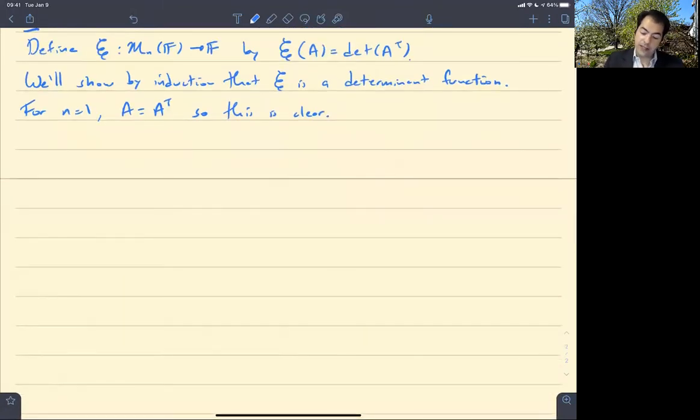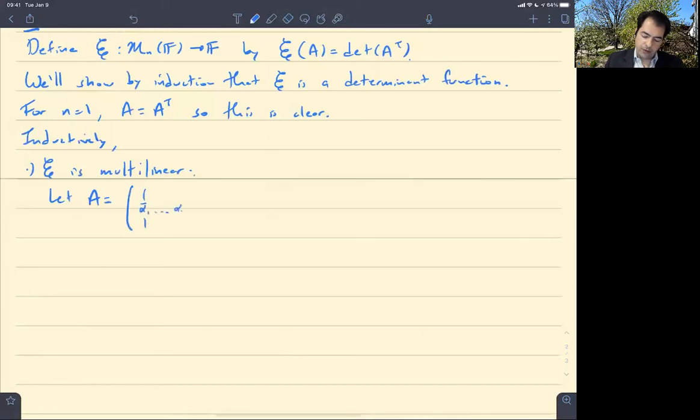Okay, so now let's check inductively. First, let's start with multilinear. Let's check that E is multilinear. Let's say that you have a matrix A whose columns are the vectors alpha 1 through alpha n.